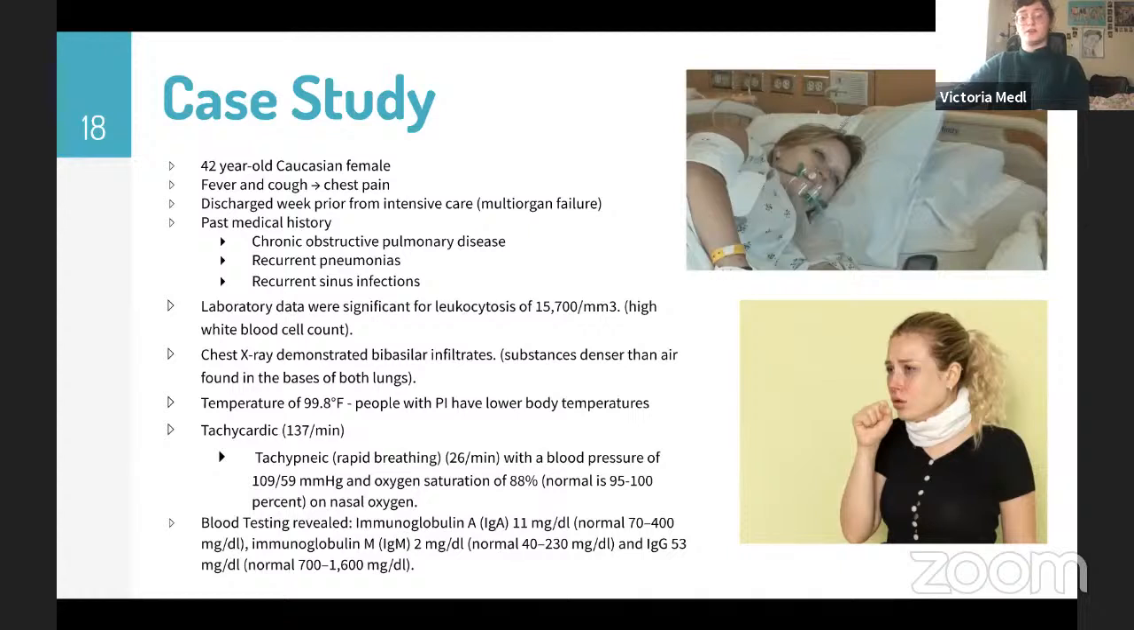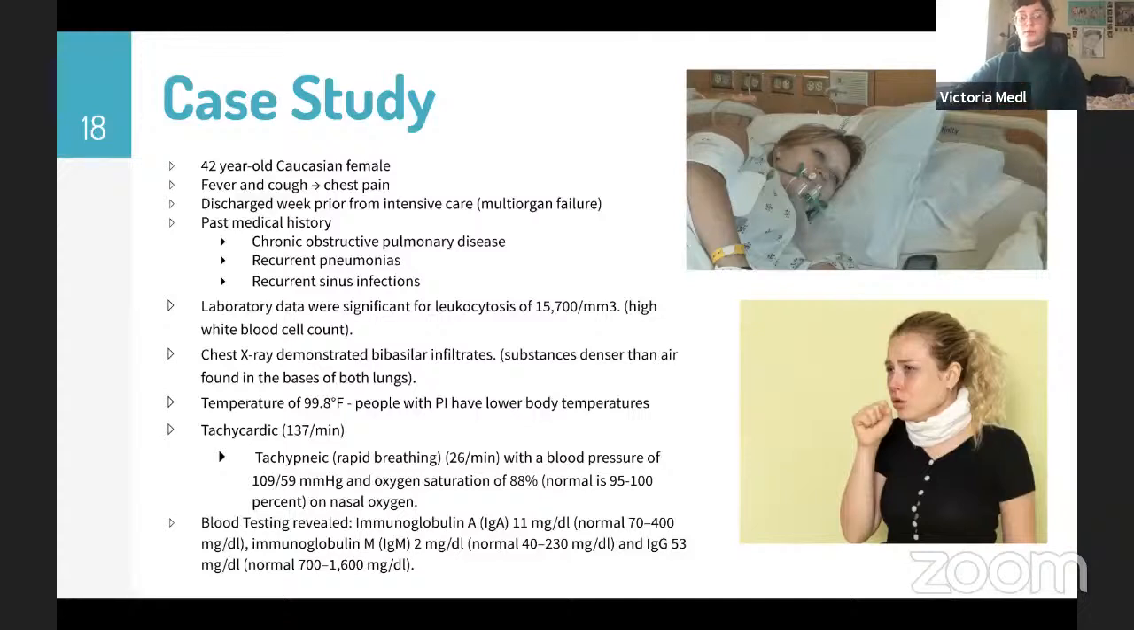And when they tested her, they found that she had leukocytosis, which is a very high white blood cell count. She also had chest x-rays done, which showed that there were substances that were denser than air. So some tissue or something was sitting in her lungs at the bases of both of them. She had a temperature of 99.8.